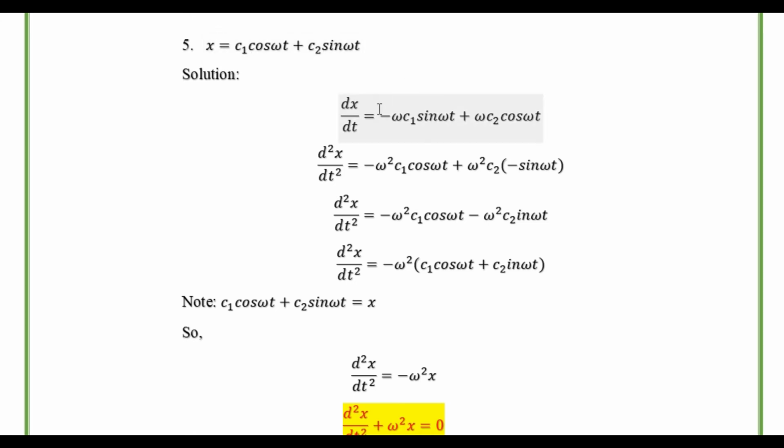So, the first derivative is this one, no? So, this one is omega, no? So, symbol ng omega. So, derivative of cosine is negative sine. So, C1 cosine omega t plus, no? So, derivative naman ng sine is cosine. Okay, so take note that in the first derivative, walang na-eliminate sa arbitrary constant.